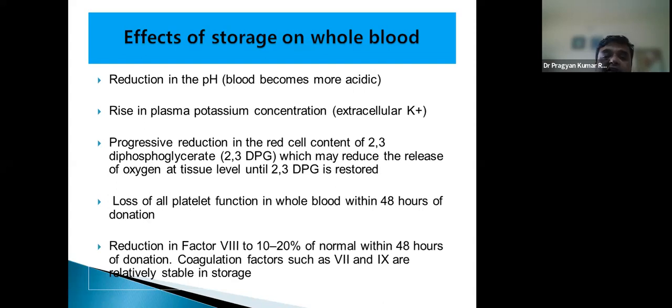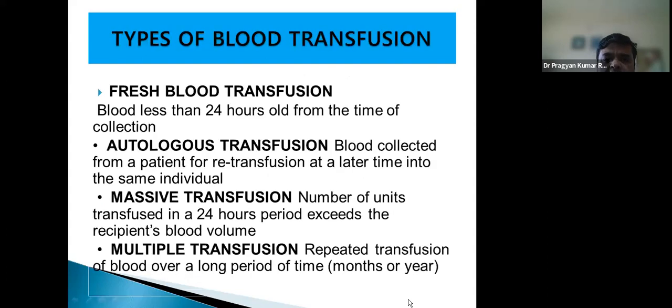Progressive reduction in the cell content of 2,3-diphosphoglycerate, 2,3-DPG, which may reduce the release of oxygen at tissue level until 2,3-DPG is restored. Loss of all platelet function in whole blood within 48 hours of donation. Reduction in factor 8 to 10 to 20% of normal within 48 hours of donation. Coagulation factors such as 7 and 9 are relatively stable in storage.